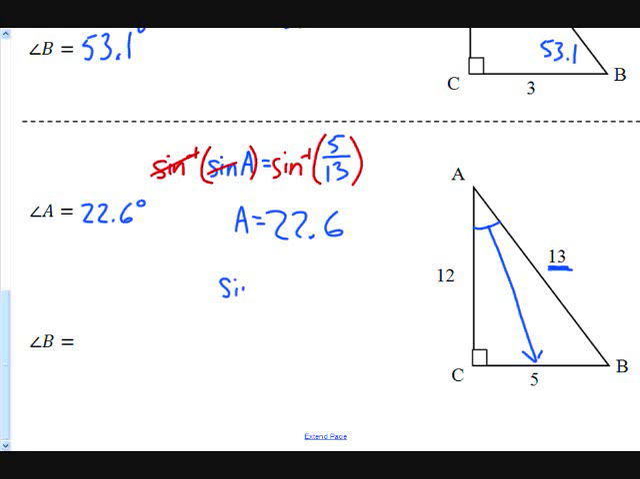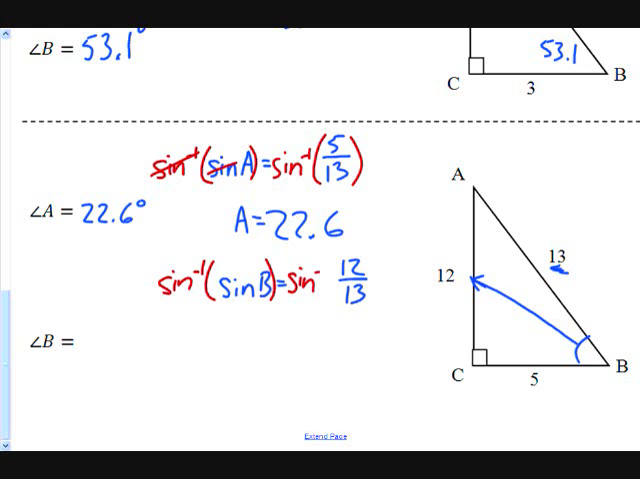So I'm going to do the sine of B this time. Again, the sine of B is opposite over hypotenuse. Angle B is here. The opposite side is going to be the 12. Over the hypotenuse, which is still the 13. So now I just have to take the inverse sine of each side. So I do sine to the -1 of each side. Over here, the inverse sine and sine cancel each other out, so I'm just left with the B value. Over here, I just have to plug this into my calculator.